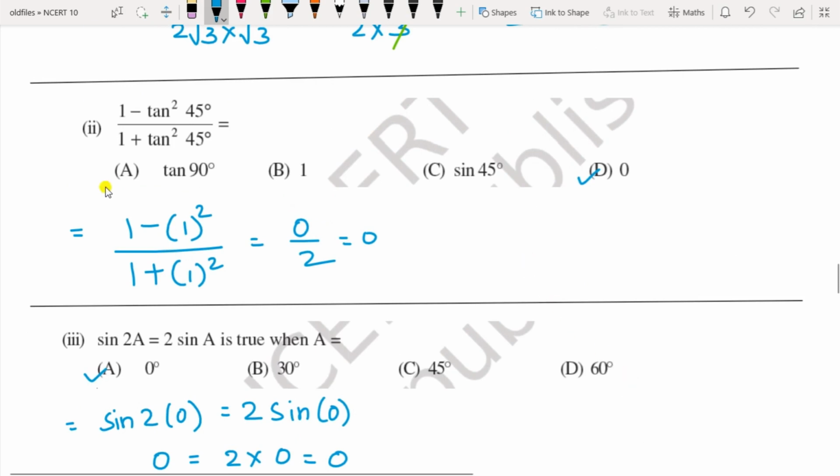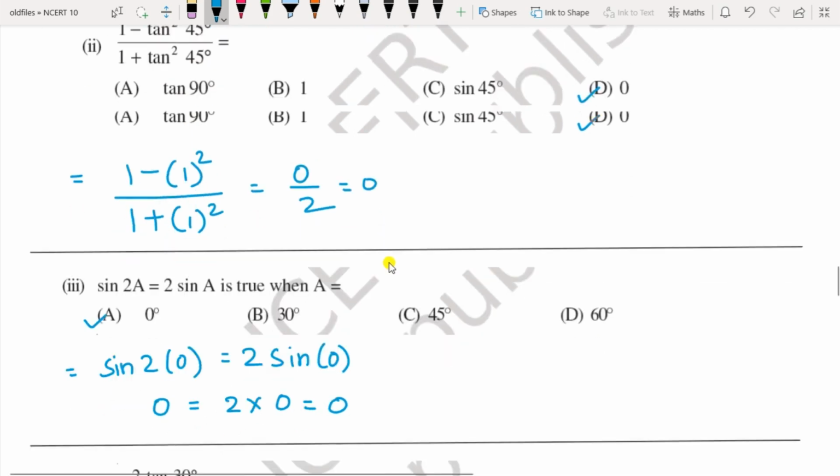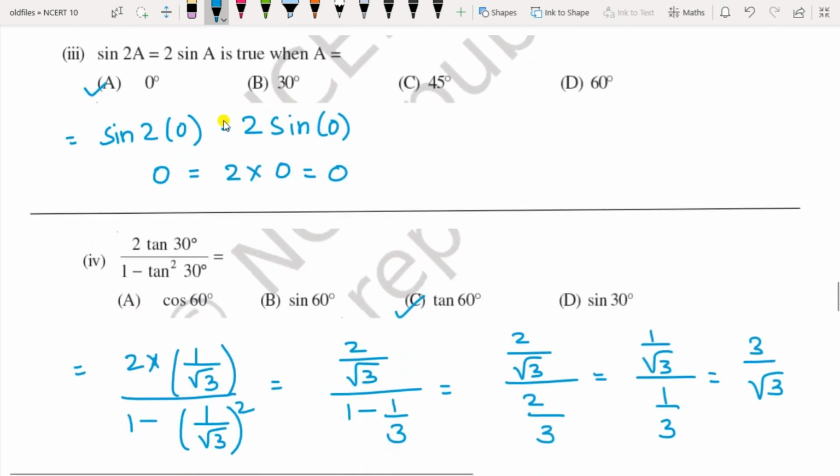Similarly, 1 minus tan square 45 upon 1 plus tan square 45. Tan of 45 is 1. So if you solve this, you will get the answer as 0. Sin 2a equal to 2 sin a. So let us put value of 0 here first. So sin of 2 into 0 and 2 sin of 0. So 2 into 0 is 0. So sin of 0 is 0 here, and here also sin of 0 is 0 multiplied by 2, that will be 0. So 0 is the correct option.